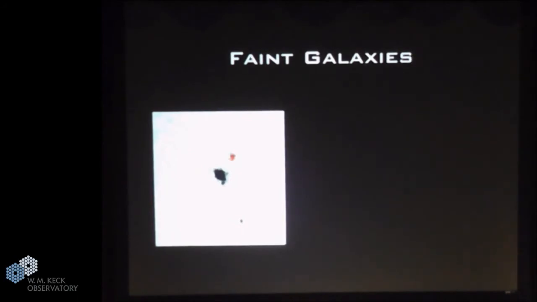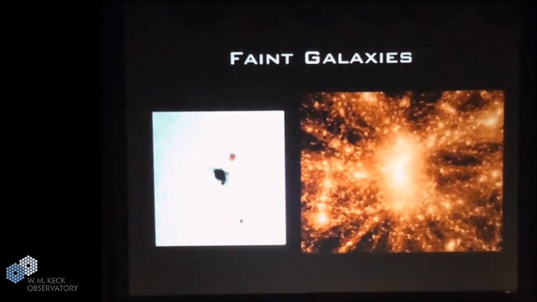Every time we detected a galaxy with Keck, in this ultraviolet light, it was a faint galaxy. It was not these bright, vigorously star-forming galaxies. It was these little baby galaxies. And remember this image from the simulation I showed. This is the big galaxy. There's a whole lot of these little faint galaxies.